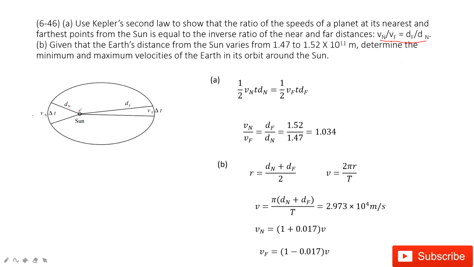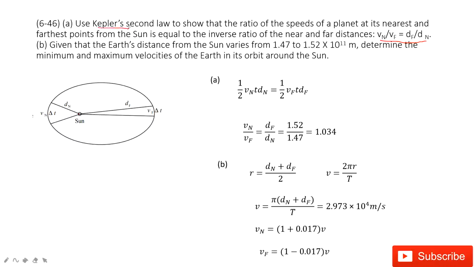What does that mean? That means there is a sun, right? And this is a planet. It moves. This is the nearest point. This is a faraway point. And first, we need to determine this ratio. We need to determine the speed of the planet at its nearest and farthest point from the sun, which is equal to the inverse of the ratio of near and far distance.